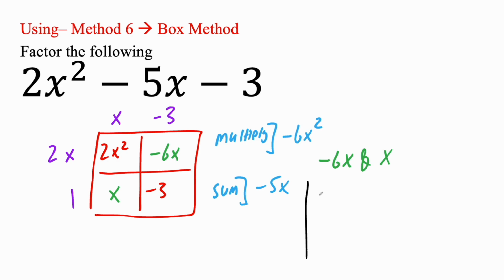Now finally, we write the answer down. So we say parentheses, we copy the top, x minus 3. Parentheses, we do the side piece, 2x plus 1. And this right here is your final answer.